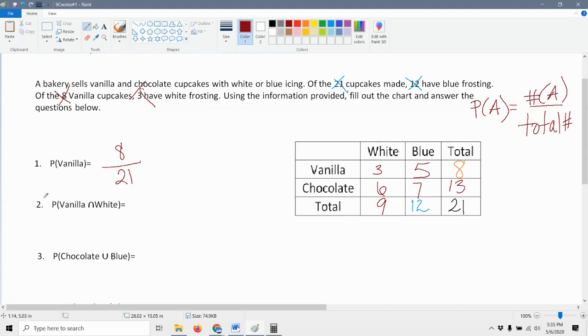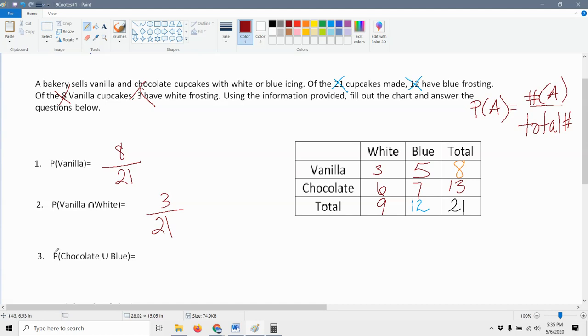What about here? Probability of vanilla and white. So we know we have to be in the vanilla column, but we only want the vanilla that also has white frosting, because and means it's vanilla and it has white frosting. And the number in that category is just 3. And we're over that big total number.